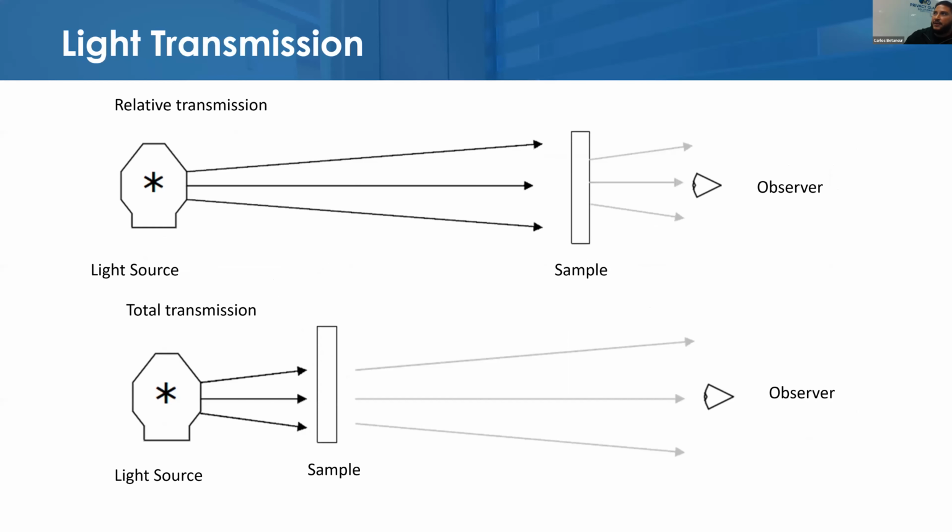So number one is going to be your light transmission. Light transmission is measured in two ways. You have what's called the relative transmission, and you have what's called the total transmission. Your relative transmission is when the light source is further away from the sample and the observer is close. And your total transmission is when the light source is close to the sample, but the observer is more distant.